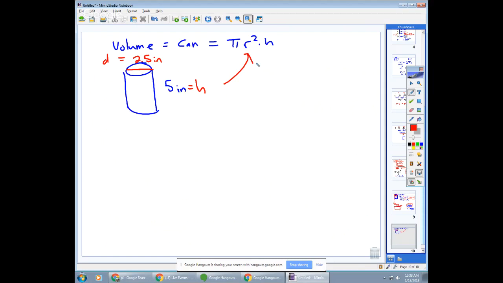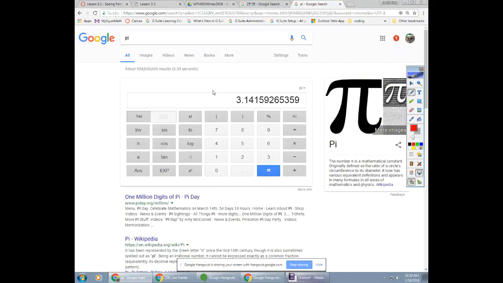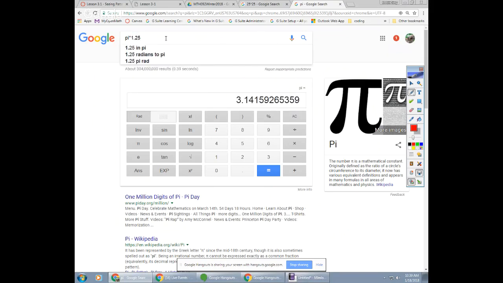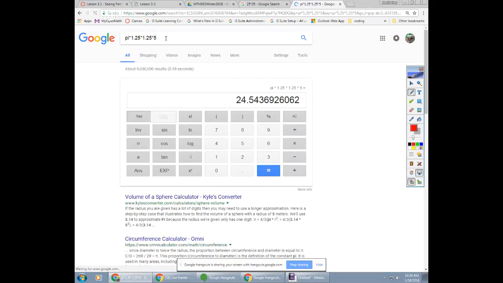Okay, let's see what I get. Half of 2.5, that's like 1 1/4. 1.25, thank you. So pi times 1.25 squared times 5. Google says it should be about 25 cubic inches, roughly, depending on which version of pi you use.